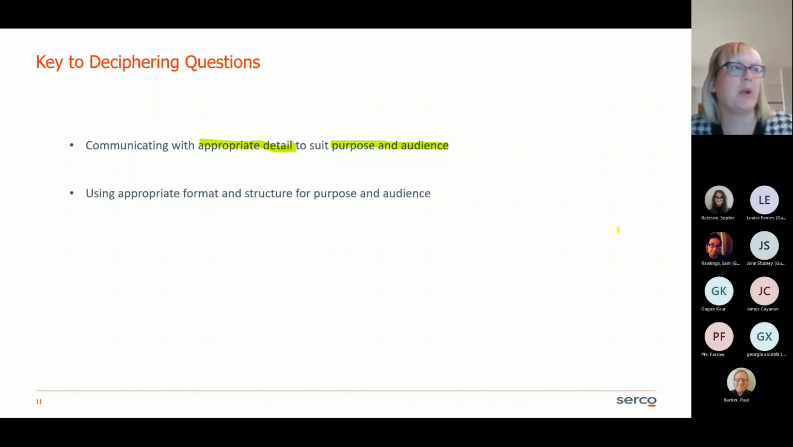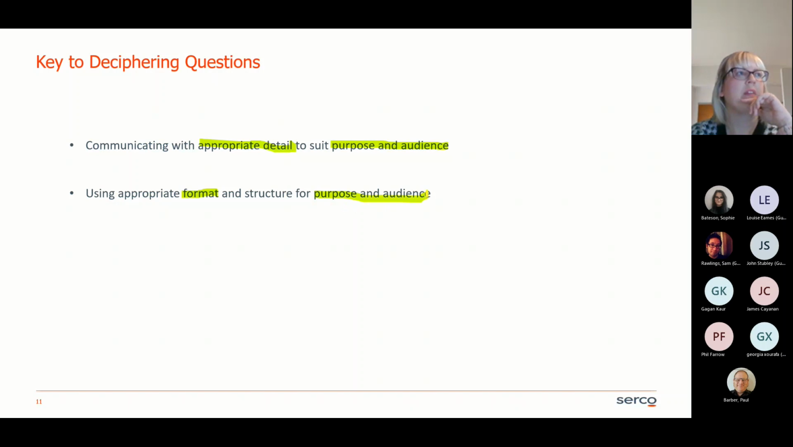I've already gone on to the second bullet point by accident. So same again for this bullet point now. What words do you think I would be highlighting in this bullet point? Same again, if you could pop the answers in the chat. Format, lovely. What's my highlighter here? So format, excellent. Anything else? Purpose and audience again, yes.